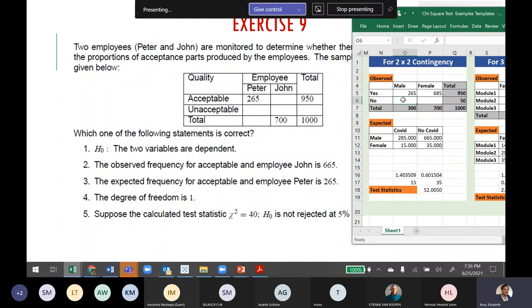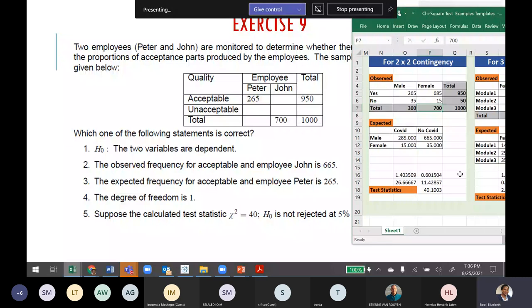And to get that value, 300 minus 265. To get this value, I can use 50 and 35, or I can use 700 and 685. And my whole table is calculated. I think our answer is option 4. We're looking for the correct answer.